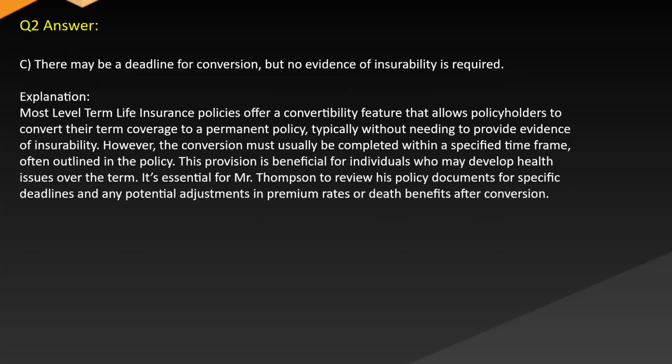Answer: C. There may be a deadline for conversion, but no evidence of insurability is required. Explanation: Most level term life insurance policies offer a convertibility feature that allows policyholders to convert their term coverage to a permanent policy, typically without needing to provide evidence of insurability. However, the conversion must usually be completed within a specified time frame, often outlined in the policy.